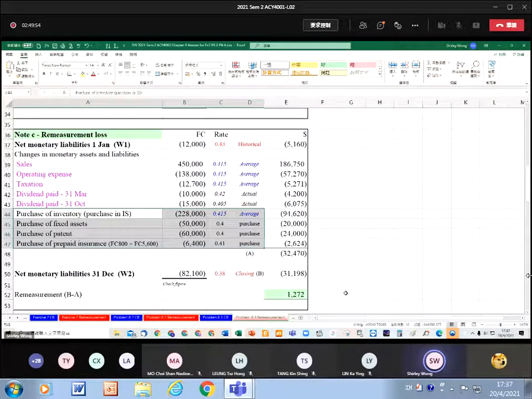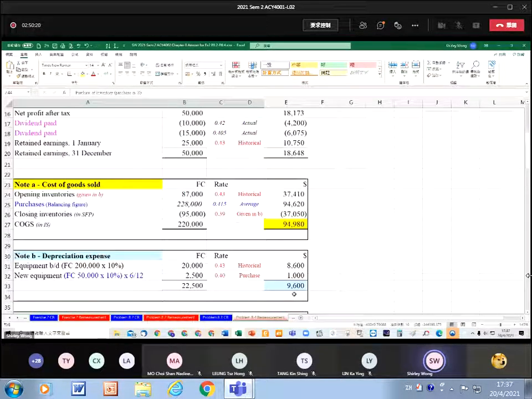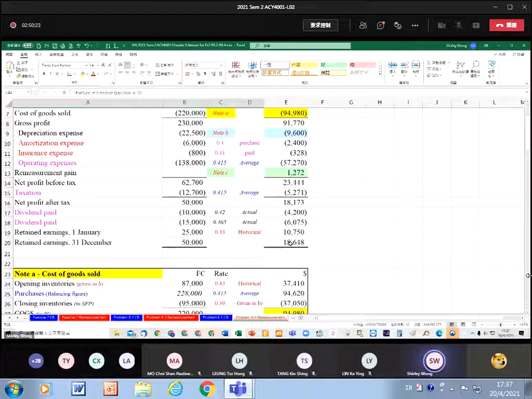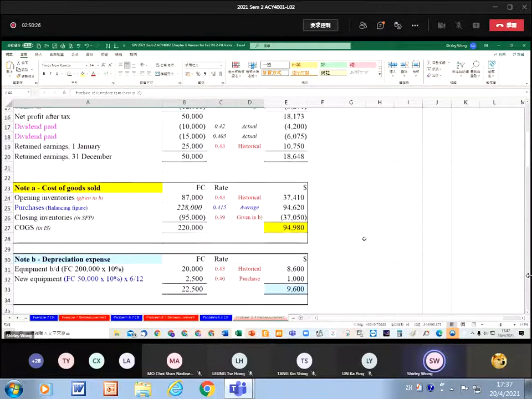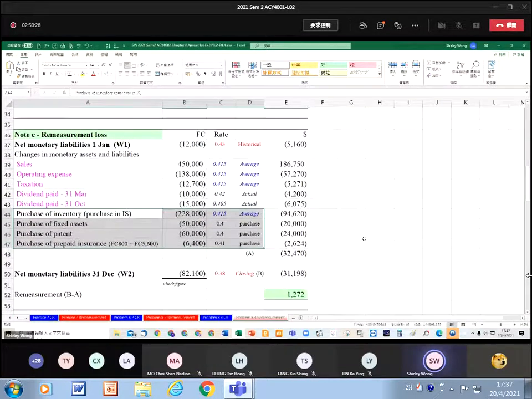Any questions? Okay, if no questions, let's continue for the statement of financial position. 咁我哋就做好晒嘅 income statement 嗰邊啦。income statement 呢個1272擺埋上去，咁我哋就會得出個 retained earning 係18648。And then let's look at the statement of financial position.